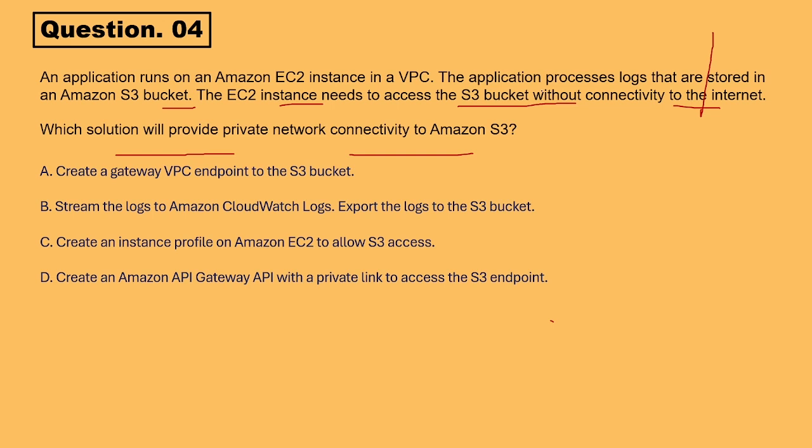The correct answer here will be option A, create a gateway VPC endpoint to the S3 bucket. Because a VPC endpoint allows you to connect to AWS services using a private network instead of using the public internet. And this is not just about S3 connectivity. Whatever service of AWS you want to connect, whether it is SSM or any other thing, you can use VPC endpoints to connect to that service even without internet.